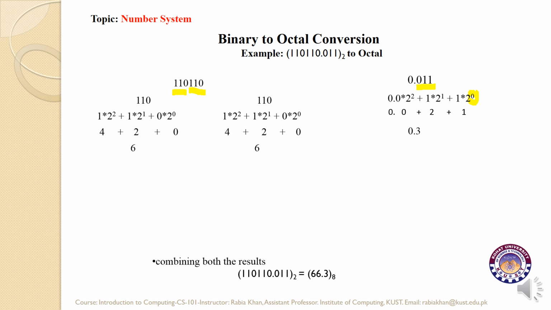So combining both the results, we were given 110.011, a binary number, and its respective octal number is 66.3. So this is how we perform binary to octal number conversion. I hope this method will be clear to you now.